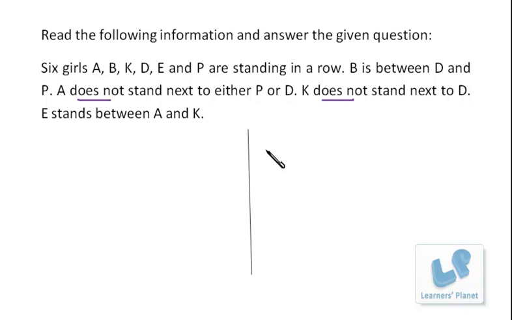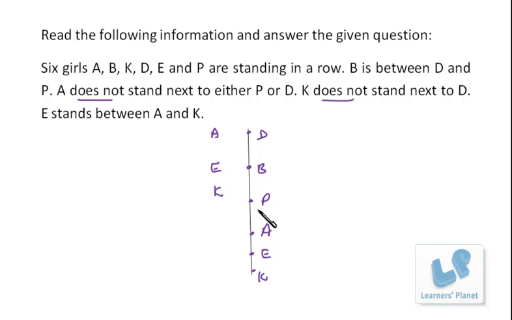Now B is between D and P. So it's P, it's D and it's P, right? Now E stands between A and K. So A, K and this is E, right? Now A does not stand next to either P or D. So this arrangement is wrong because in this case A is standing after P, right? So what do we do? We just reverse the arrangement. It is A, E and K.